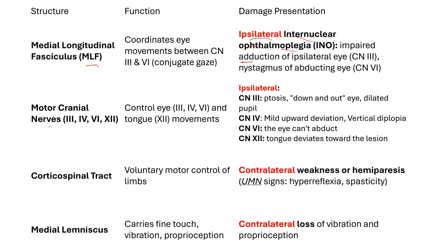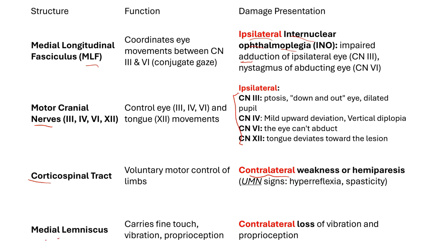The motor cranial nerves, which we've already talked about, and this is how they would present if damaged. The corticospinal tract, which is primarily voluntary motor control. This causes contralateral weakness or hemiparesis. And you typically see upper motor neuron signs like hyperreflexia and spasticity with this.